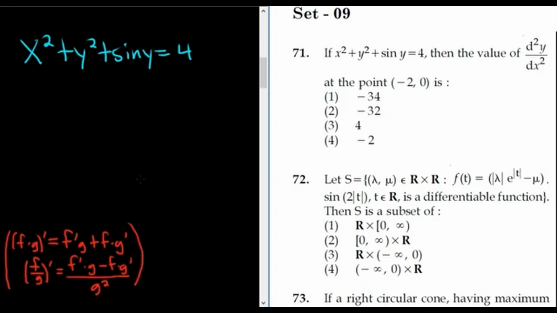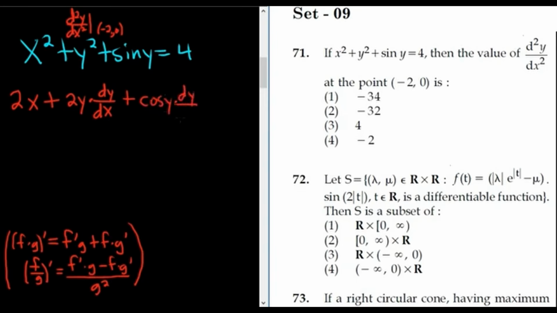All right, so we need the value of the second derivative, evaluated at the point negative 2 comma 0. So we'll start by taking the derivative of both sides with respect to x. The derivative of x squared is 2x. The derivative of y squared is 2y times the derivative of the inside function, which is dy dx. That's the chain rule. We're using implicit differentiation. Plus the derivative of sine is cosine, so you get cosine y times the derivative of the inside, dy dx. And the derivative of 4 is 0.